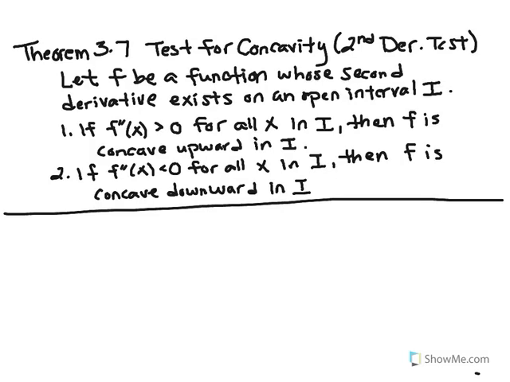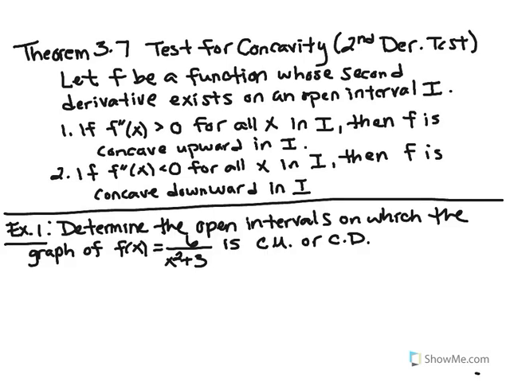So here's what it says. First of all, f is a function whose second derivative exists on an open interval, which we call I. So if we look at number 1 here, it says if f double prime of x is greater than 0 for all of the x values in that interval, then f is concave upward in that interval. And the same goes for if f double prime is less than 0, then everything is concave downward in the interval. So let's take a look at an example that applies this rule.